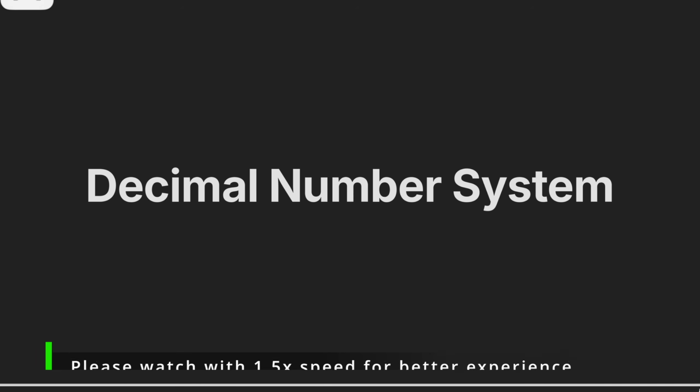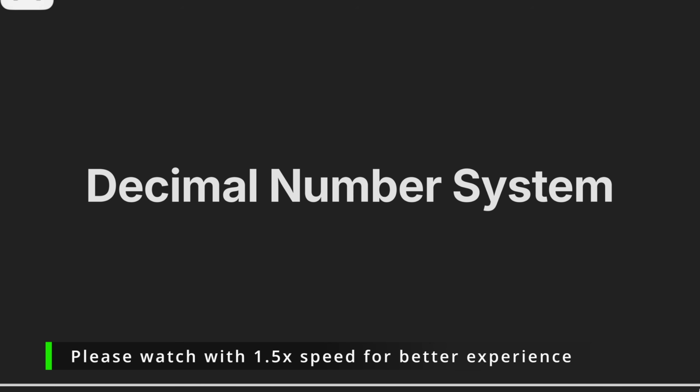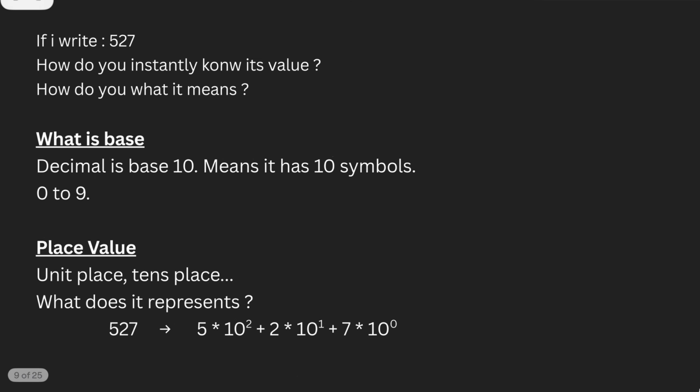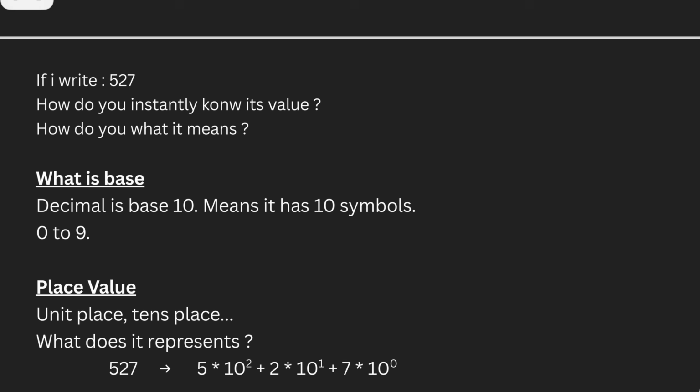Before we build the binary number system, we have to look at the number system that we use daily and know very well, that is the decimal number system. Let's look at it. If I write 527, how does your mind understand that it is 527? Why is it not making a mistake? Why can your mind tell that this is 527?